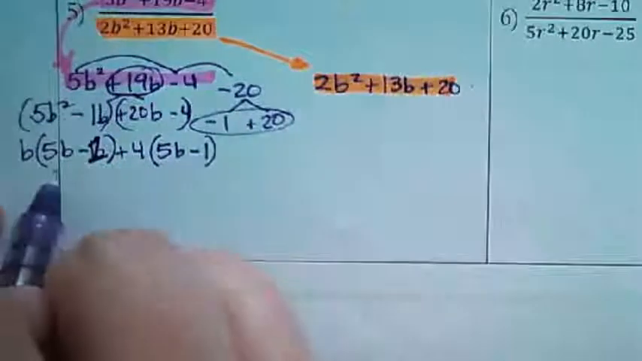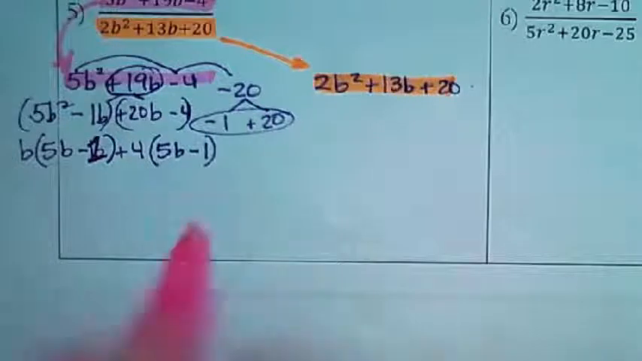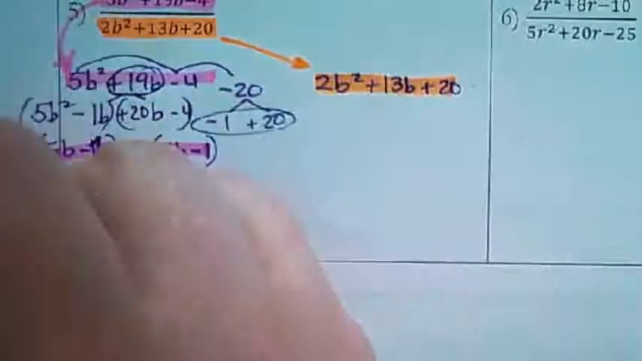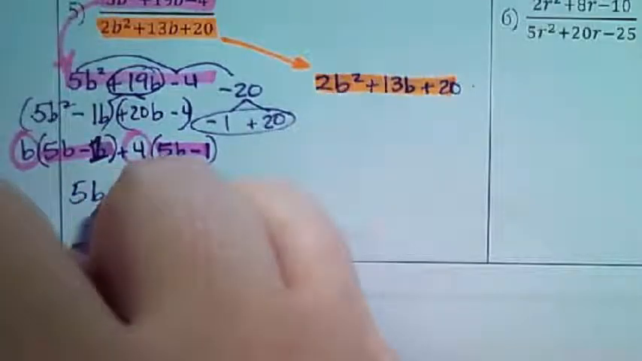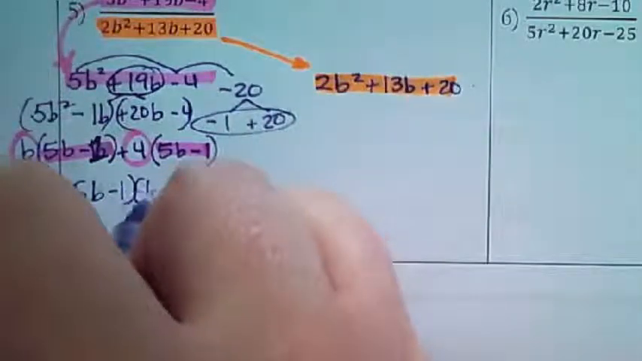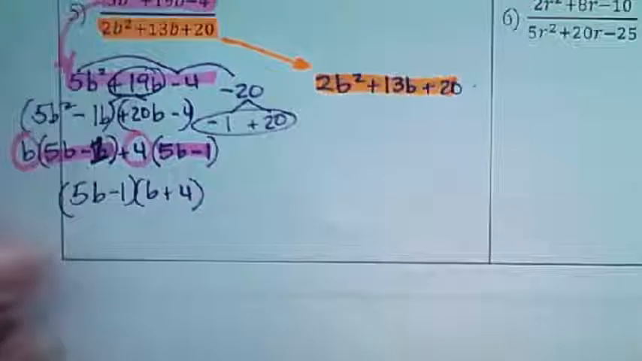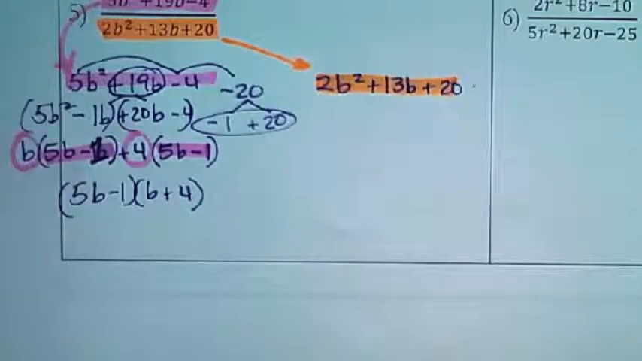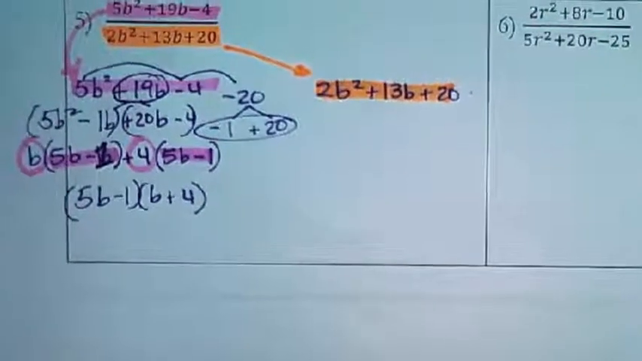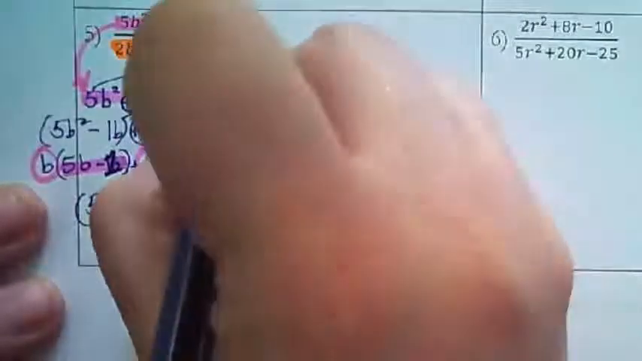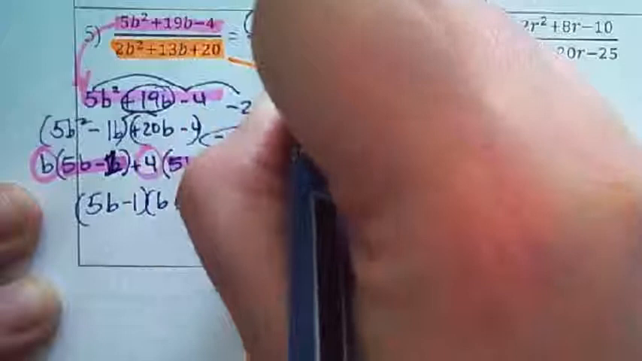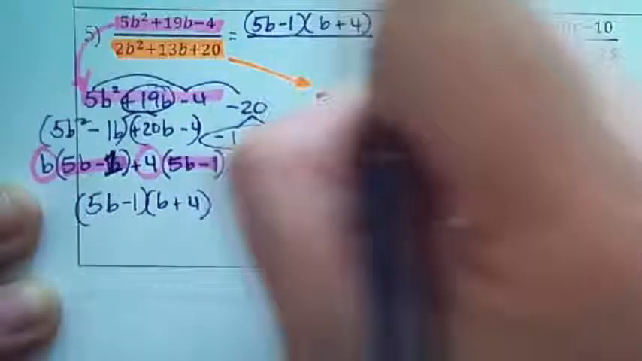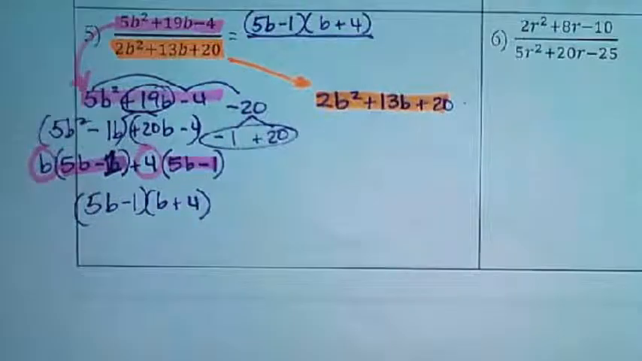And then we have our twins and our loners. So our twins become a factor and our loners become a factor. Now that that's factored, I'm going to put that back in my numerator to go back up here to simplifying. So up here I'm going to put 5b minus 1 as a factor family and b plus 4 as a factor family. I factored my numerator and that's what it became.